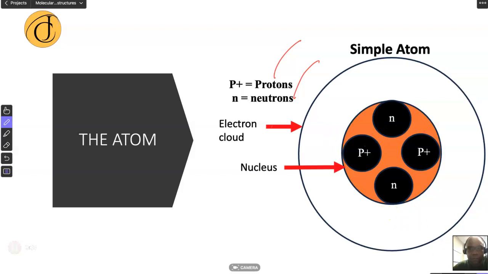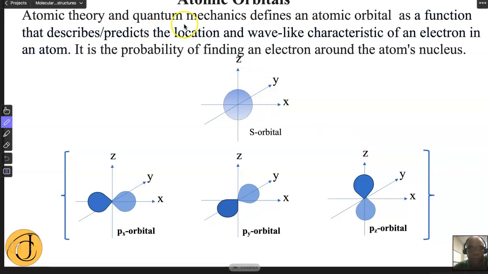According to atomic theory and quantum mechanics, an orbital is a function that describes and predicts the location and wave-like characteristic of an electron in the atom. It's the probability of finding an electron around the atom's nucleus. That's what an orbital is. In layman's language, it's where the electrons are likely to be found around the nucleus.